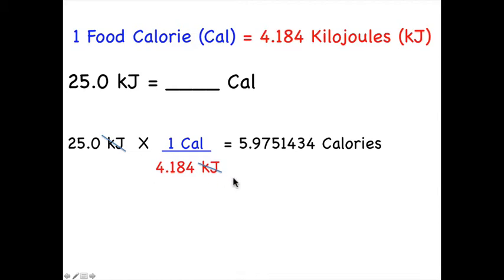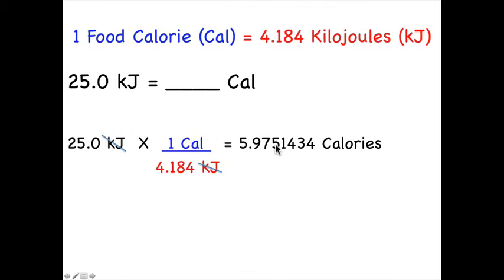Now a couple things to note. On this conversion factor here, the only reason we can make this is because of this equivalent statement. It's always made from an equivalent statement. If this side, the blue side, equals the red side, then the fraction is really the same on the top as it is on the bottom. That's the only reason why we can do this. 25.0 kilojoules is the exact same as 5.9751434 food calories. This conversion factor just changes units. It doesn't actually change the value.